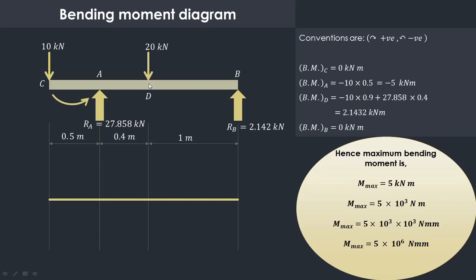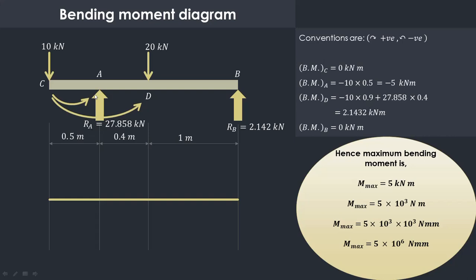Now we have to find out bending moment at point D. Consider all the forces which are acting on the left hand side of D, that is this 10 kilonewton and this 27.858 kilonewton. Now this 10 kilonewton will produce again anti-clockwise moment, so it is indicated by this arrow. Distance between C and D is 0.5 plus 0.4, that is 0.9. So it is minus 10 into 0.9. Anti-clockwise moments are considered as negative.